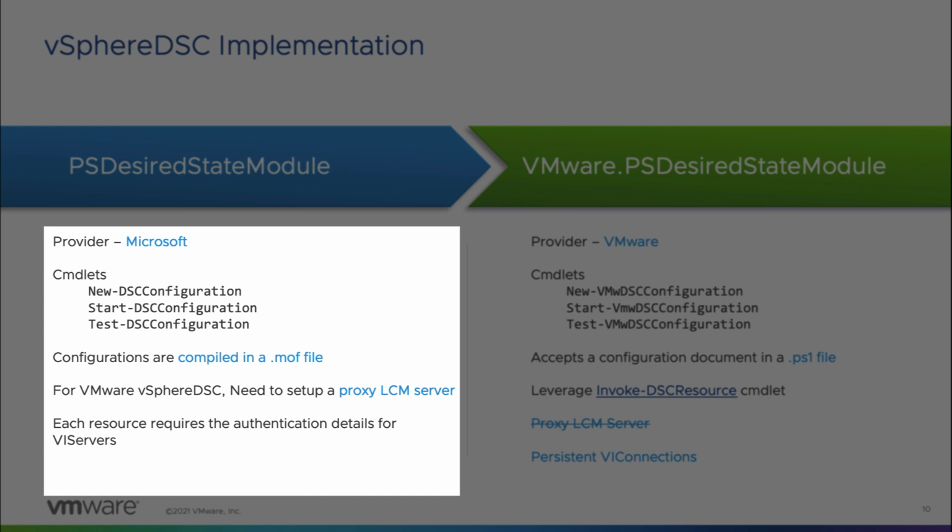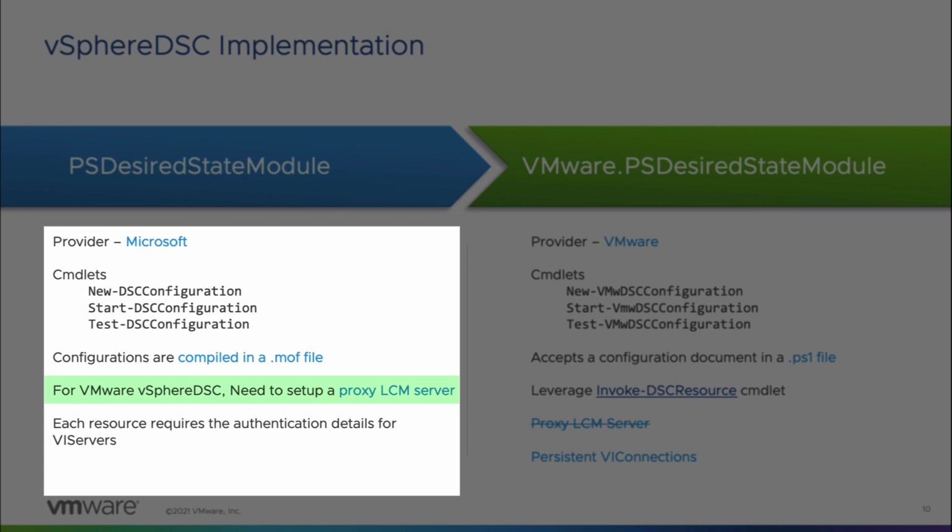In case of vSphere, we have two important endpoints. The first one is the vCenter server and the second one is the ESXi host. Both vCenter server and ESXi host don't have PowerShell running on them. So that means we don't really have a local configuration manager running inside the vCenter server and ESXi host. In order to execute the vSphere DSC resources on the vSphere environment, we need to set up a proxy LCM server.